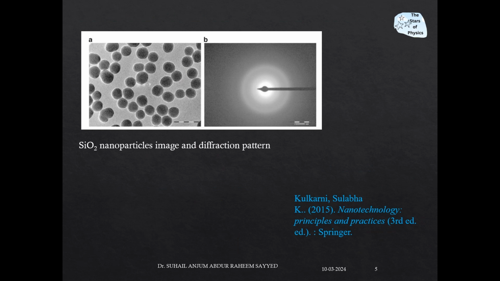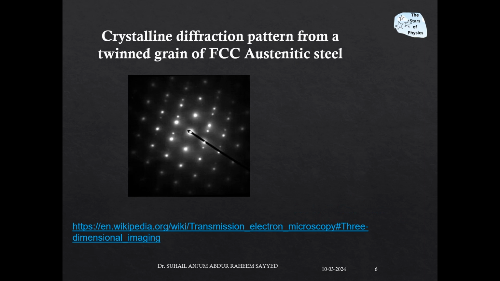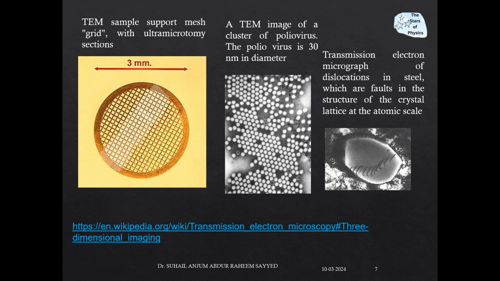Now this shows the image of SiO2 nanoparticles and the diffraction pattern also. I had taken it from these books. Now this is the crystalline diffraction pattern of FCC steel. Then this is used for powder samples. To keep the powder sample, we have to use such a grid, which is 3 millimeter, and this type of grid we have to use for powder samples. This shows the TEM image of poliovirus. So it looks like this in the TEM image.